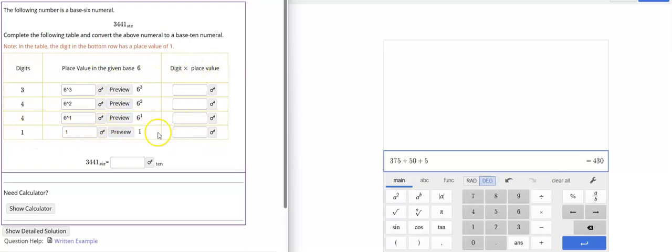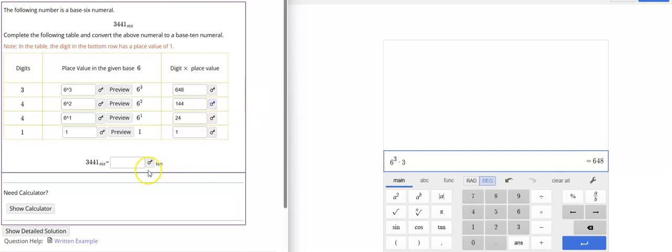Now for the last column, you multiply the digit and the place value. So you multiply 1 times 1, which is 1. Multiply 4 times 6, which is 24. Then 6 squared times 4: 6 squared is 36, times 4 gives you 144. And the final one is 6 to the power 3 times 3. This gives you 648.